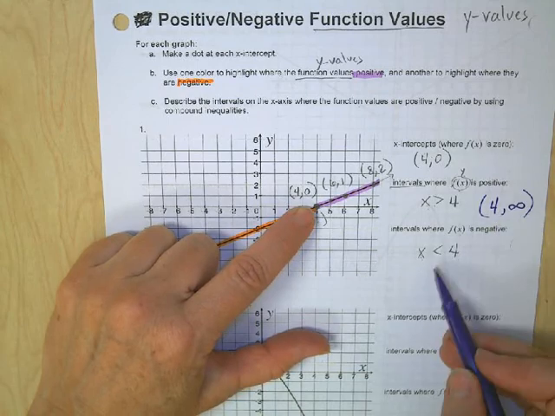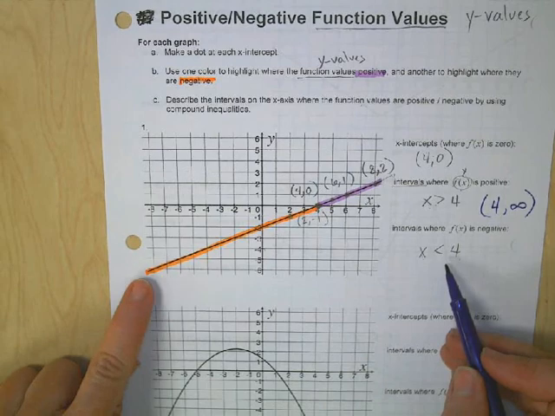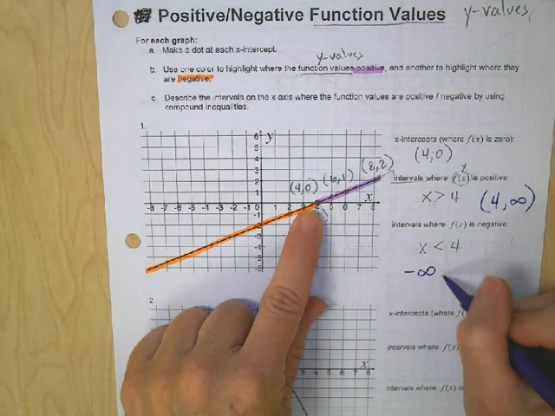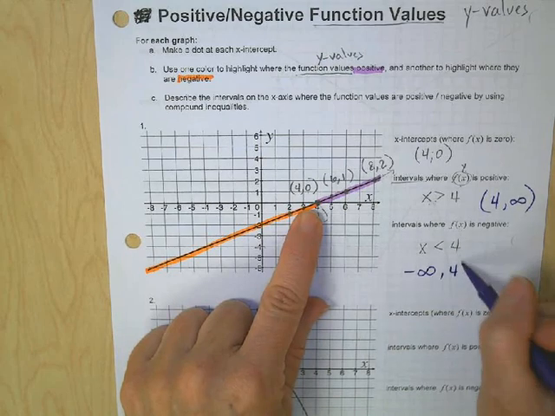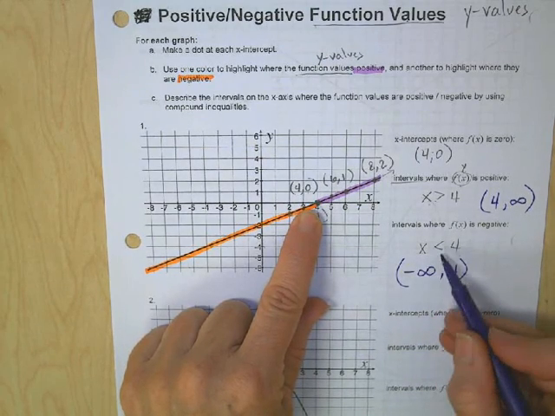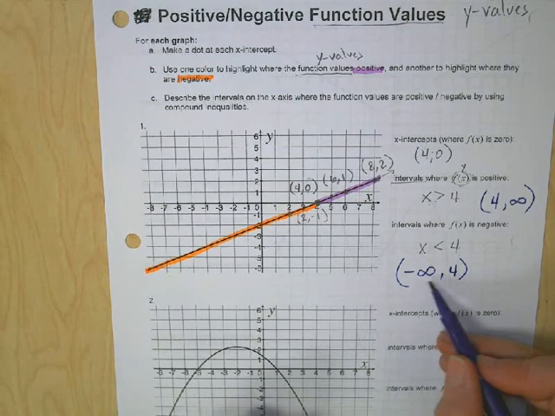Okay, so this one, where am I starting? Well, I'm starting at negative infinity. And where am I ending up? I'm ending up at 4. And again, I'm only talking about the x values. So this says the same thing as this: x is less than 4. This also says x is less than 4. It's saying x goes from negative infinity up to 4.